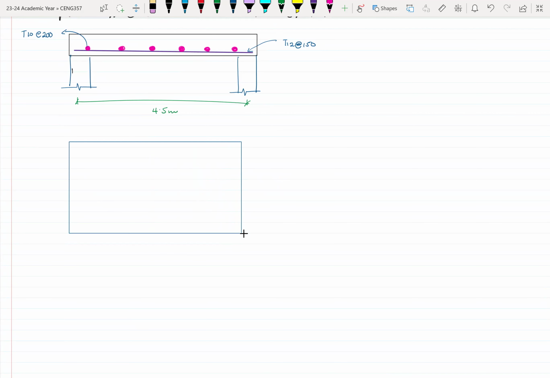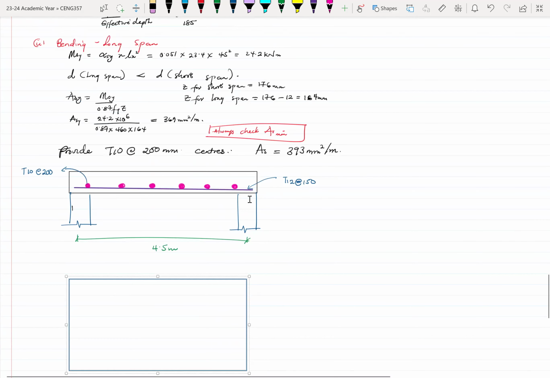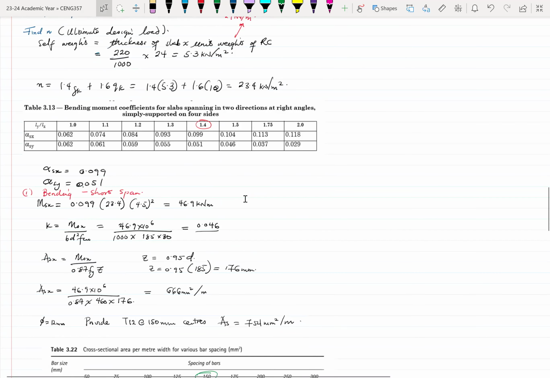This is how did I draw my earlier? Okay, so this is wrong.